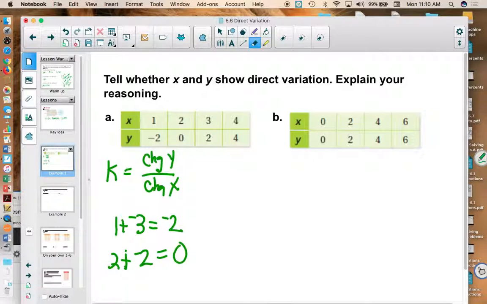Yeah. 3 plus -1 equals -2, do you agree with that? Is the change consistent? Yes. No, the change keeps changing, doesn't it? So is this direct variation? Is A direct variation? No. No, it's not.